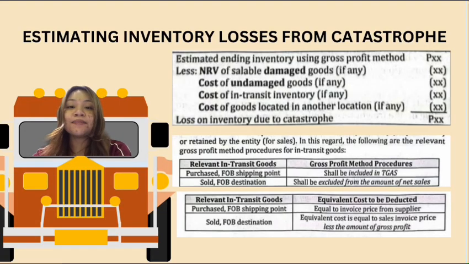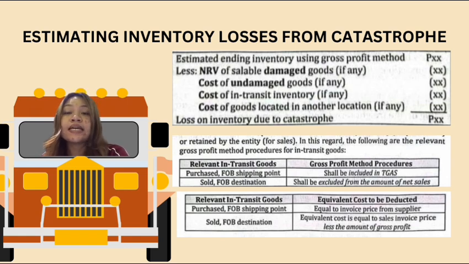So now, let's estimate the inventory losses from catastrophe. The gross profit method can be used towards the inventory losses from catastrophe. So we have here the formula. Estimating ending inventory using the gross profit method, less the RV of saleable damaged goods if any, cost of undamaged goods if any, cost of in-transit inventory if any, cost of goods sold located in other locations if any. So the total is the loss in inventory due to catastrophe.